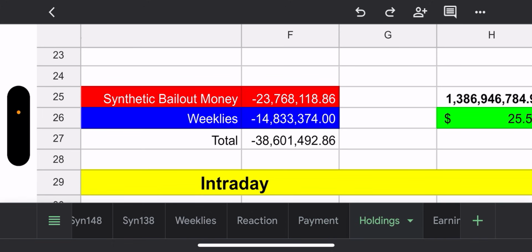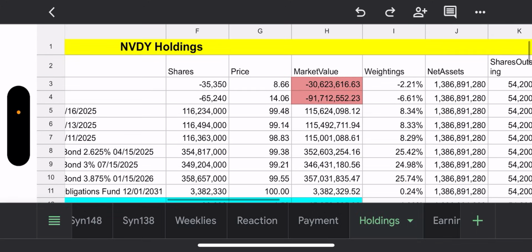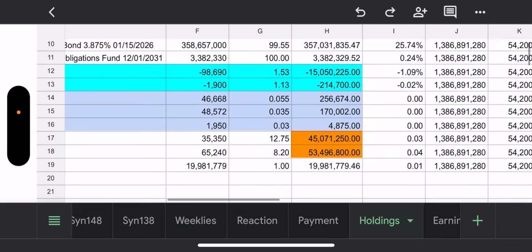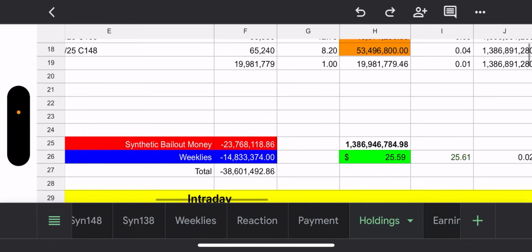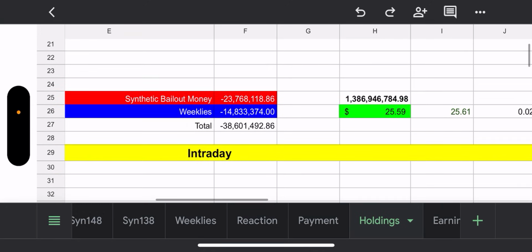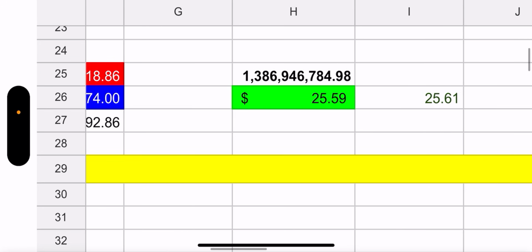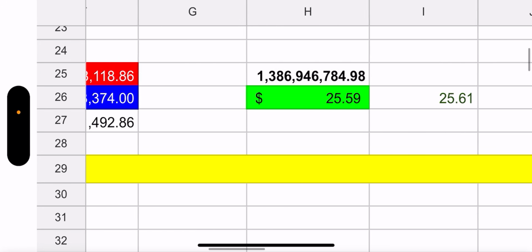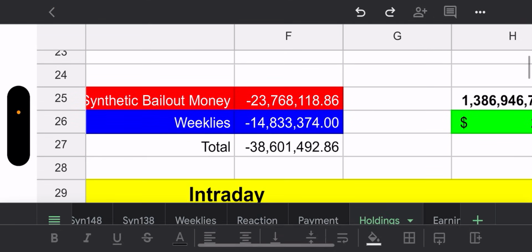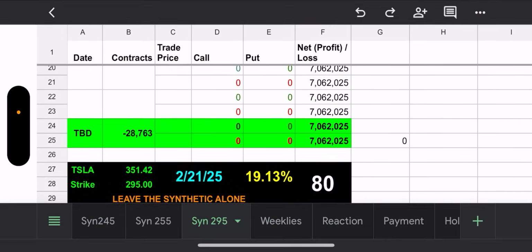Holding information, nothing to really talk about. Again, you know where they're at in the synthetics and the calls. We'll let that play out as the week goes on. But total net assets in this fund, 1.3 bill. The NAV is 25.69. Trade price 25.61. No synthetic worth mentioning at this moment. And no gold digger either, so that's good.